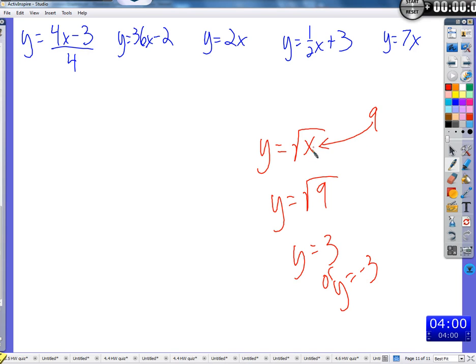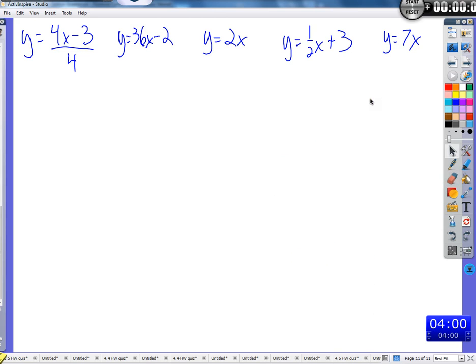Right? Here's our input x and our output y. There's two outputs. Okay? So is this a function? No, it's not a function, because we get two outputs. We need one output for every input. Just a quick example of a counter function. A function is not a function.